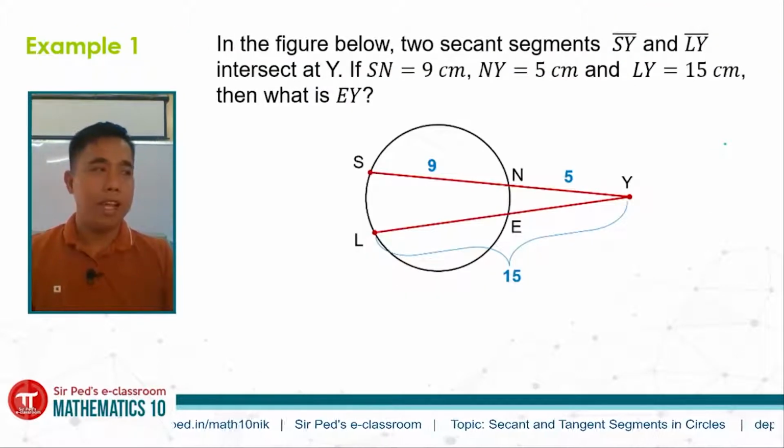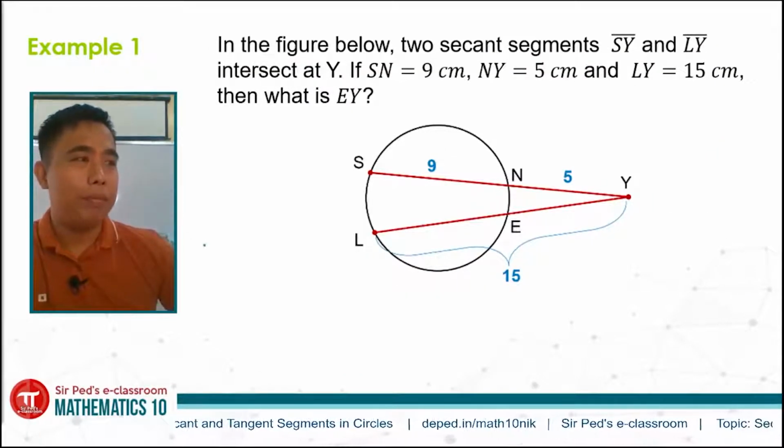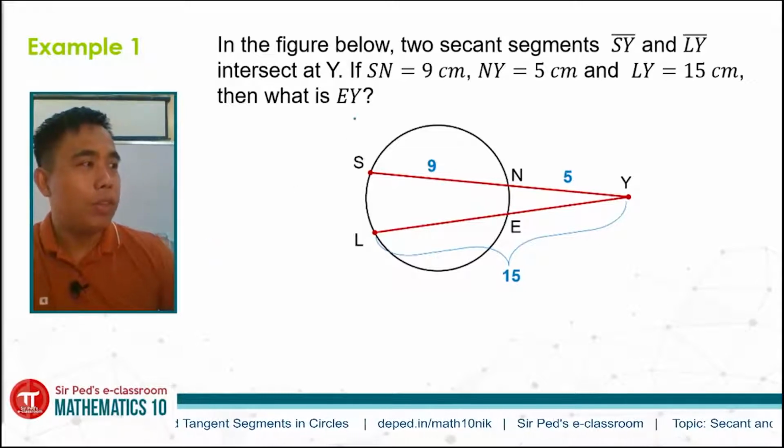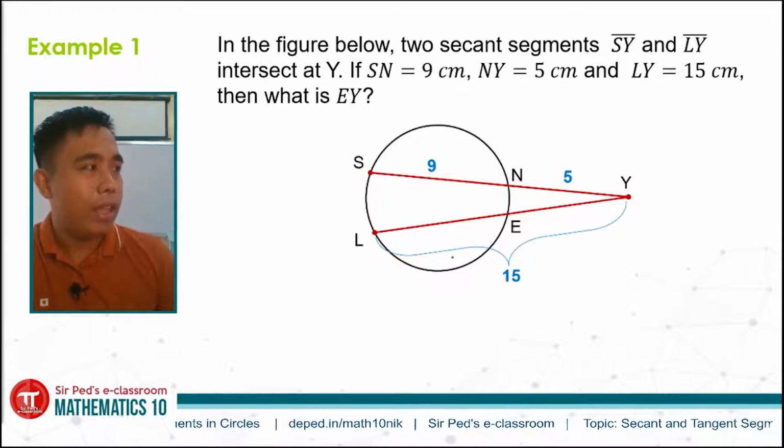So let's have an example. Example number 1. In the figure below, two secant segments SY and LY intersect at Y.